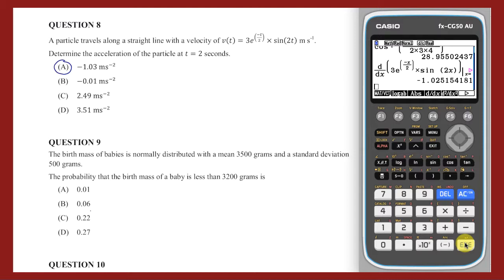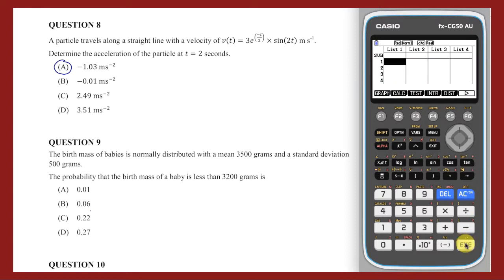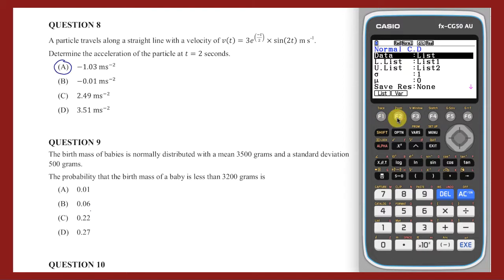Question 9. The probability in this question can be calculated in the Statistics app of a CG50. Open the distribution menu by pressing F5. Select the normal distribution by pressing F1 and opt for a cumulative calculation by pressing F2. Set the data to variable by pressing F2 and then arrow down to set the lower and upper values as required.